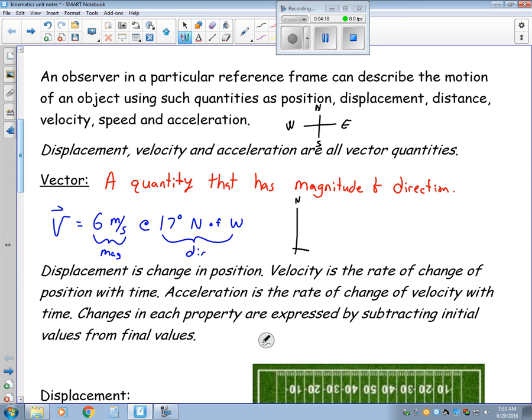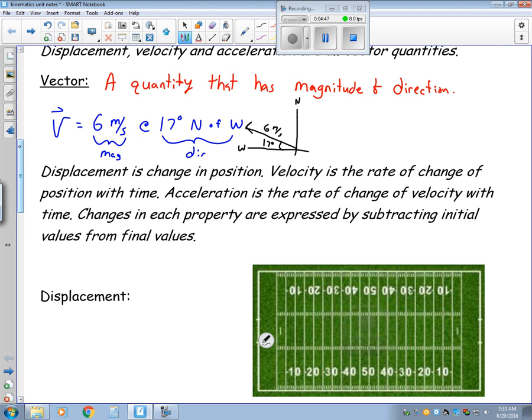So this velocity right here would be an arrow that's 17 degrees north of west and has a magnitude of 6 meters per second. So that would be that velocity right there. That would be a representation on paper. And we'll do more with vectors. I'll have some non-graded laboratory exercises using protractors and rulers where we'll get some practice with vectors. They're really, honestly, not that bad.